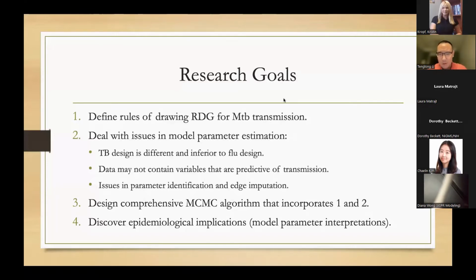Because of those two issues, when you build models, it's usually really hard to identify some baseline parameters. As a result, it's really hard to draw certain graphs, because we're going to use MCMC later on, and it really hinders the so-called edge imputation in the process. The third goal is to design comprehensive MCMC algorithms that incorporate points 1 and 2. And the fourth is to discover some epidemiological implications based on simulation.